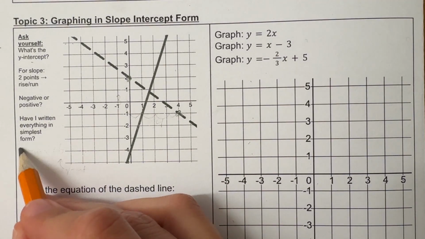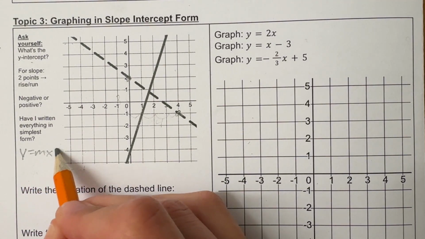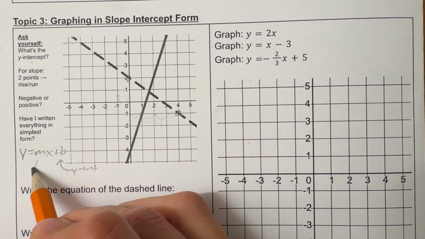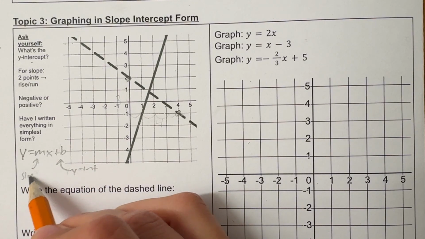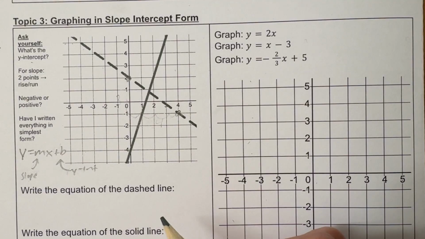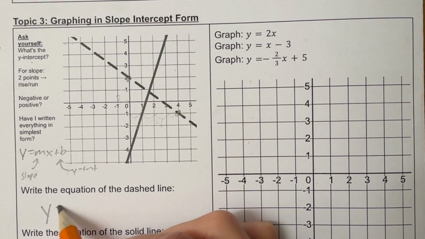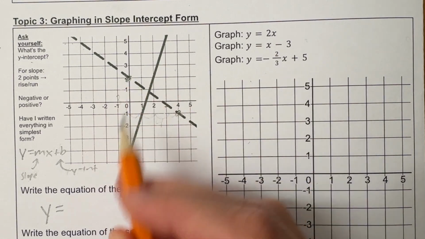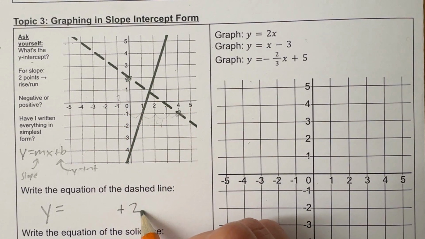Look, we know it's going to be y equals mx plus b. We know this is going to be the y-intercept, and this is going to be the slope. From there, it doesn't matter what order we get the information in. So let's start with a y equals. For this dashed line, I notice right away there's a y-intercept right here at positive 2.